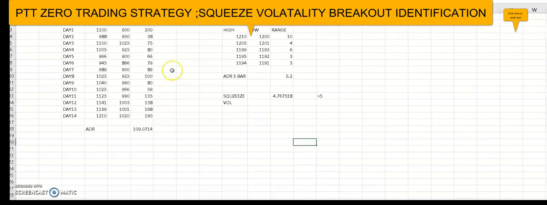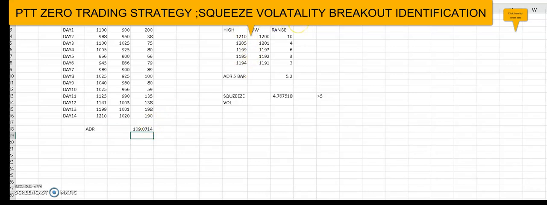This is the daily range, with random calculations. Day 1, day 2, taken over a 14-day period, with high and low marked here. The range is high minus low, which is 200 points here, 38 points here, 75, 80, 66, 100. Then I have taken the average of the range, the 14-day average movement, which comes to 109 point something.